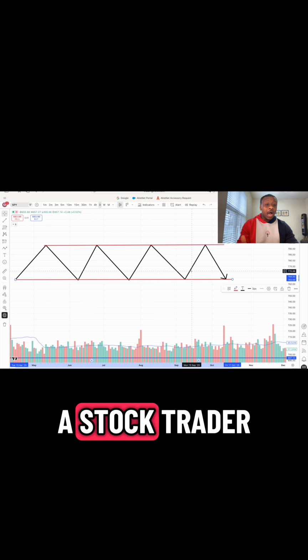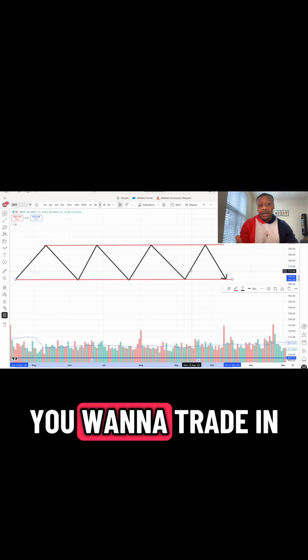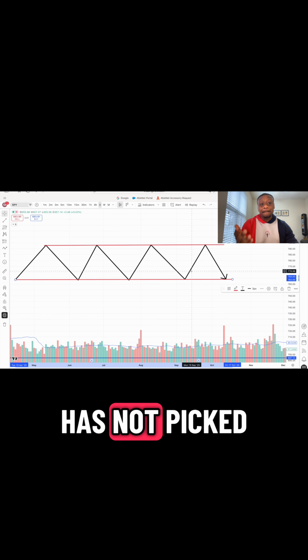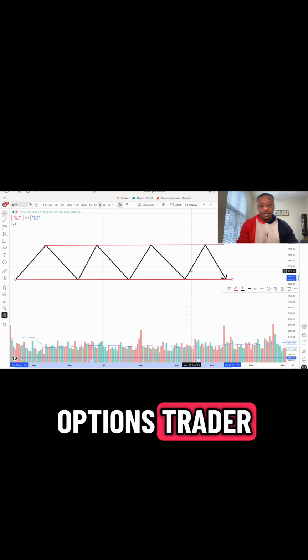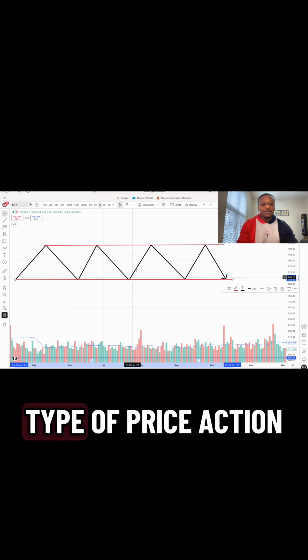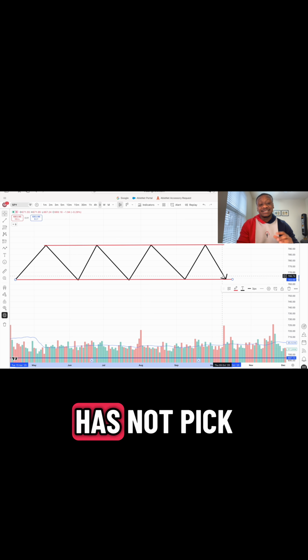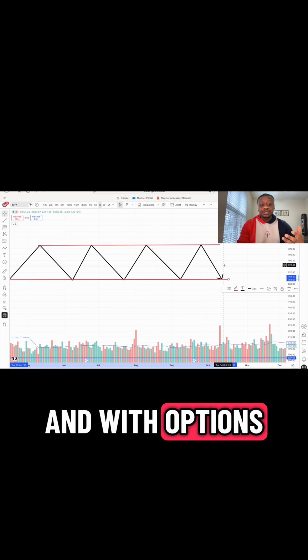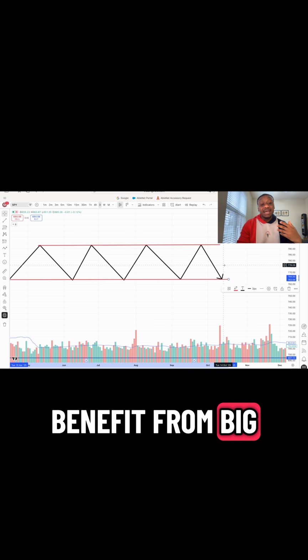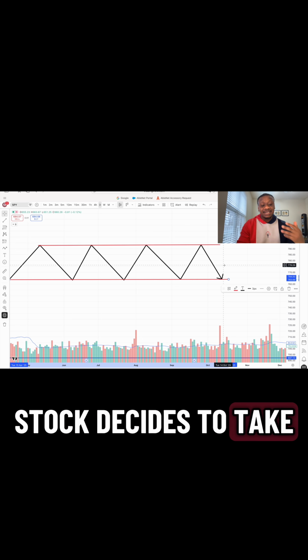Now, if you're a stock trader, this is not a range that you want to trade in because a stock has not picked a certain direction. This is the same thing if you're an options trader. You don't want to be trading this type of price action because the stock has not picked a direction. And with options contracts, you really want to benefit from big moves that a stock decides to take.